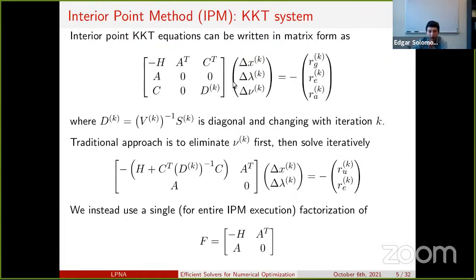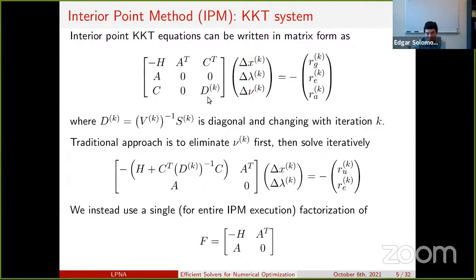So we can write down these conditions as a linear system of equations with the following matrix, where the S and V parameters appear in a final block. And so we need to solve this type of system at every iteration of the interior point method, which here is denoted by index k for the iteration number.